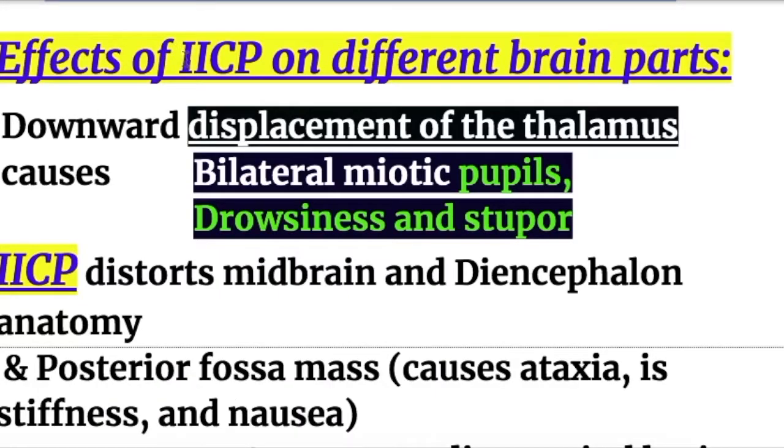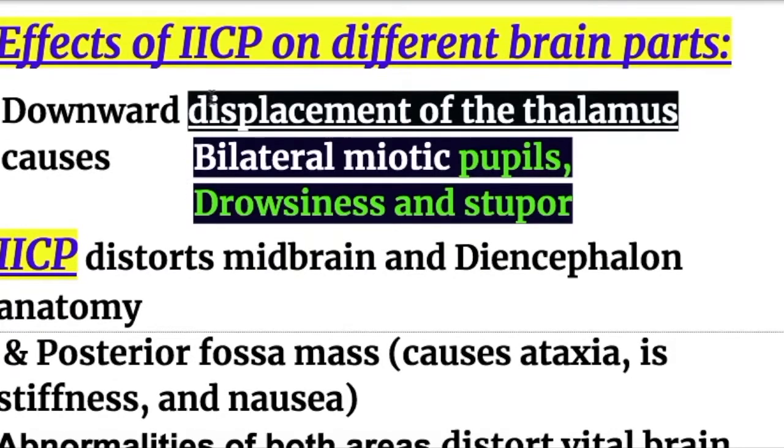Now, effects of increased intracranial pressure on different brain parts. If there is downward displacement of the thalamus, which is in the center, it causes bilateral myotic pupil. The thalamus displaces down and causes pressure on both CN3 oculomotor nerves. The oculomotor nerve supplies the pupillary constrictors on both sides, and it forms the efferent or motor limb of the pupillary light reflex. Increased stimulation or irritation causes bilateral myotic pupil, drowsiness and stupor.